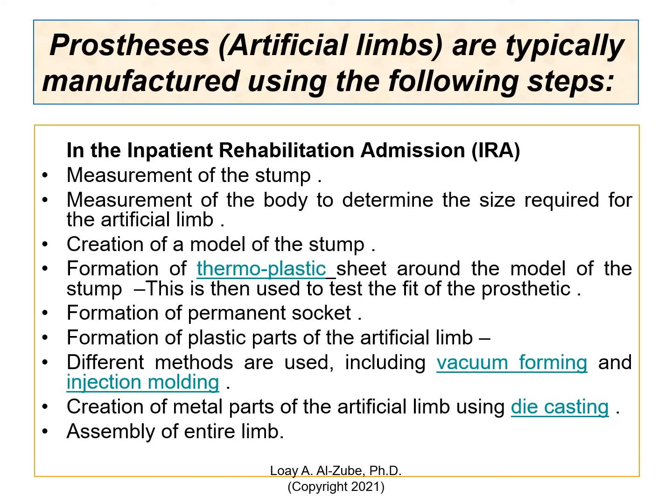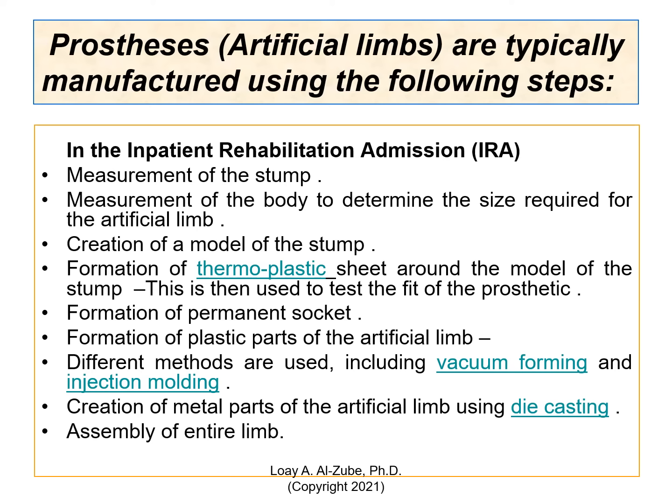Now, what I like to do is 3D scanning. I have a 3D scanner in my office, and I usually use it. 3D scanning is actually the future for prosthesis. So you do the measurements. It doesn't matter which technology you're using. Then measure the body to determine the size required for the artificial limb. You create the model of the stump. I like to do simulation using software: the 3D scanner sends it to the software, just like AutoCAD, and then you try to modify stuff. Then you form the thermoplastic sheets to make the mold, and then we do the permanent socket.